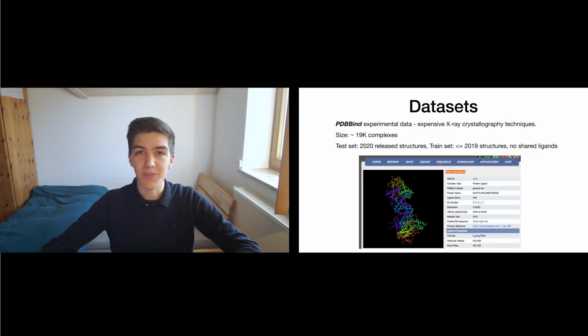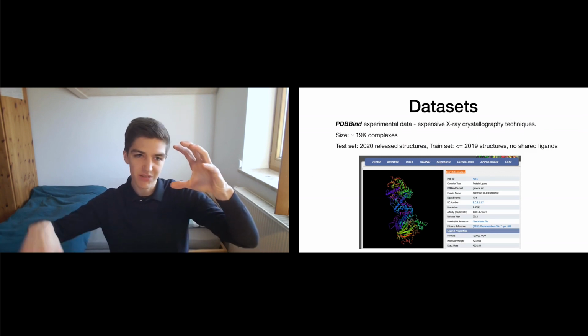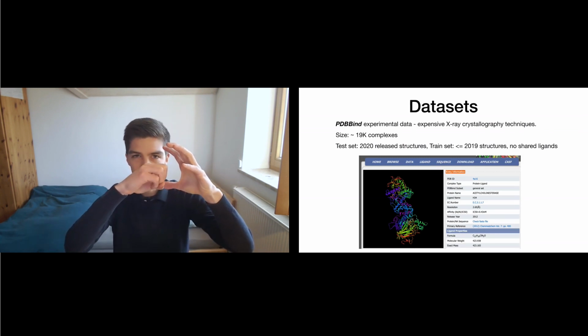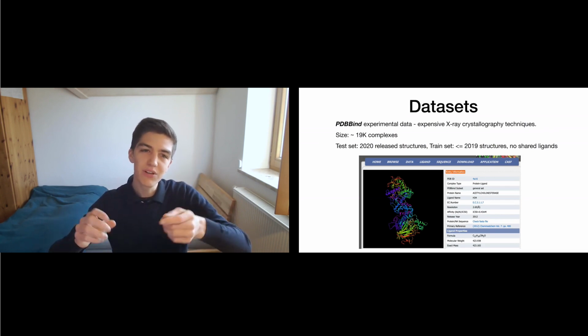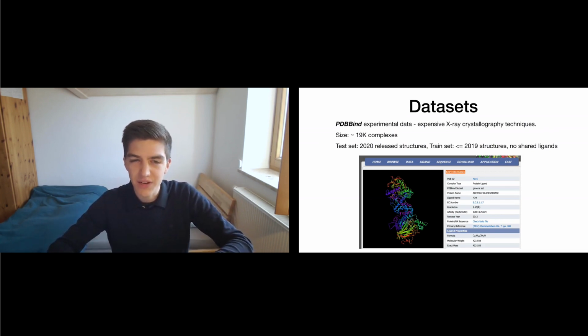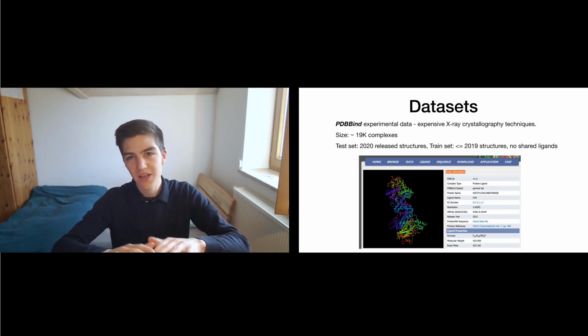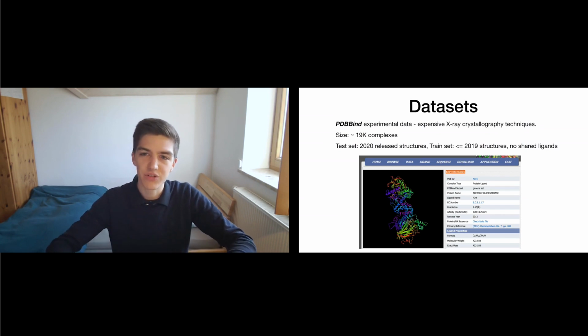Now let's test EquiBind. The dataset that we'll use is PDBBind, where we have 19,000 complexes of proteins with the small ligand bound to them, the 3D structures of those. And for testing, we use all complexes that were released in 2020 or later. And for training, we use the older ones, but we also make sure that we have no shared ligands.